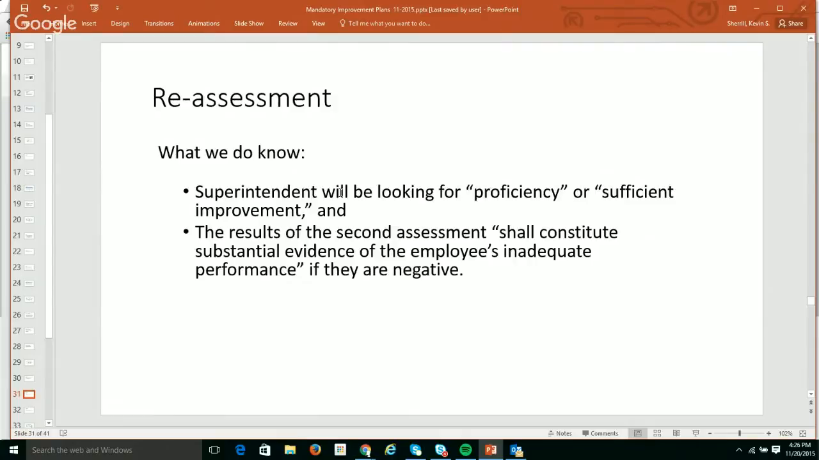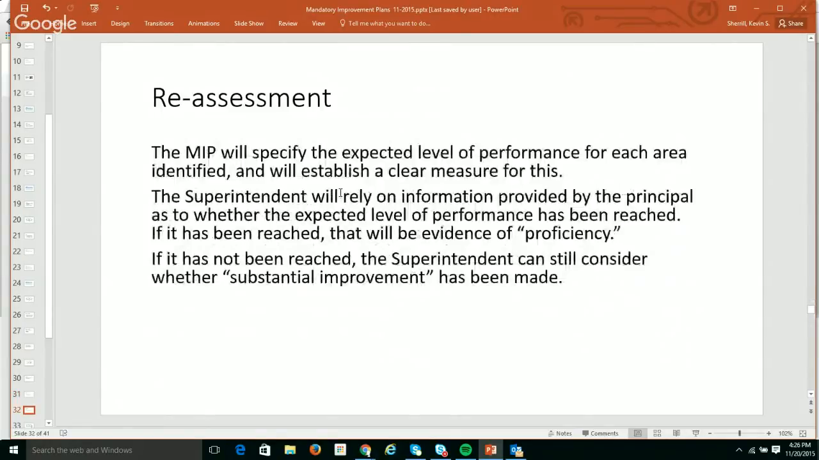When we went through the different things that are in that mandatory improvement plan, I said that we would identify areas of deficiency and also the expected level of performance. And that's really important because that expected level of performance is, I think, what's going to tie back into your reassessment. So one of the questions that the superintendent or assistant superintendent is going to be asking you is, did they meet that expected level of performance in the identified deficiency area, or have they made sufficient improvement toward that expected level of performance? Oh yeah, there you go. I just said what's right here on the slide.